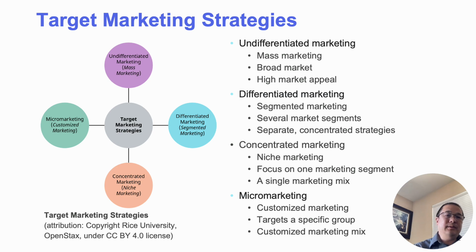Number 4, micro marketing or customized marketing. A company in this case creates personalized marketing for individual customers or very small groups. The slide describes it as customized marketing, targeting a specific group, customized marketing mix. Characteristics are personalized products, personalized advertisements, and individual customer focus.